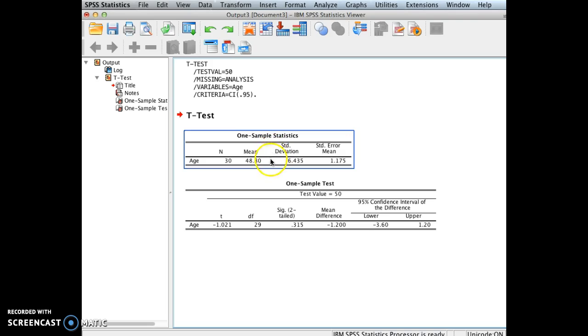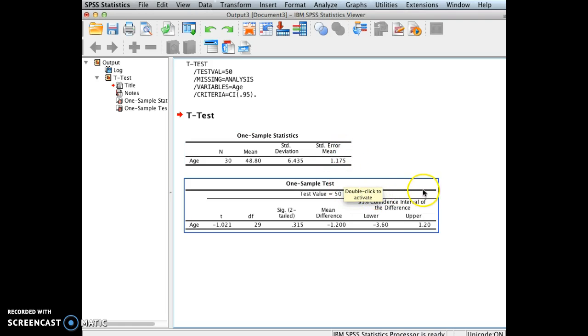The first table shows that we have 30 superintendents. Their average age is 48.8, and the standard deviation is 6.435, which is quite a big variation. The standard error for the mean is 1.175. That means if we take repeated samples, we would expect our average age to vary on average by 1.175 years.